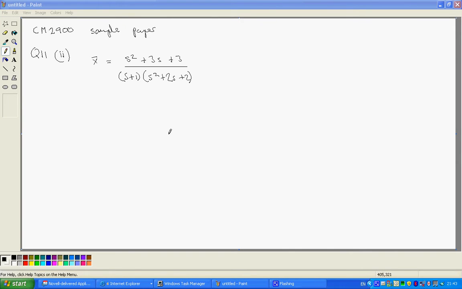This is CM2900 sample paper question 11 part 2. We're to find the inverse transform of this expression, and we should turn this into its partial fractions. So look at the denominator. We've got a linear term s plus 1 that gets one partial fraction, A upon s plus 1.